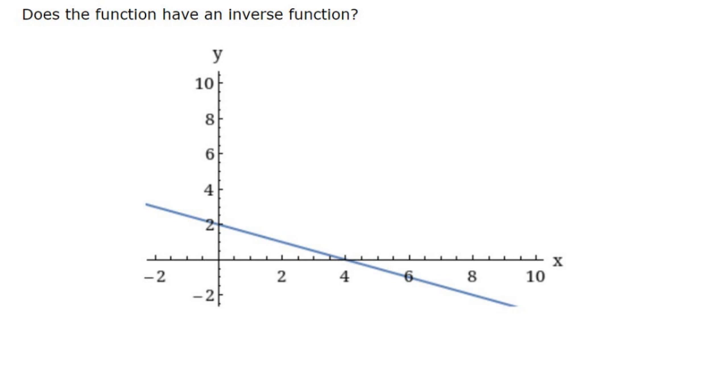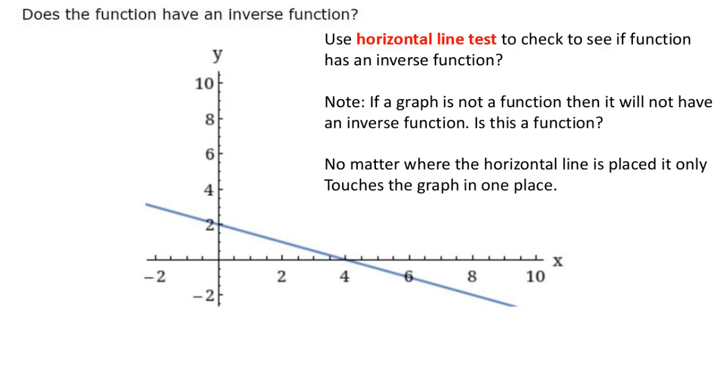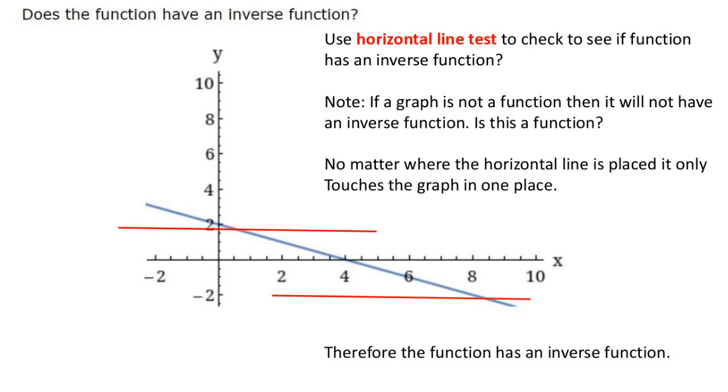That test is going to tell us whether it has an inverse. And yes, that's correct, Ms. Nieves. The horizontal line test will tell us if a function has an inverse. Basically, if you draw a horizontal line and it touches your graph in only one location, like it does here, then that means it has an inverse.